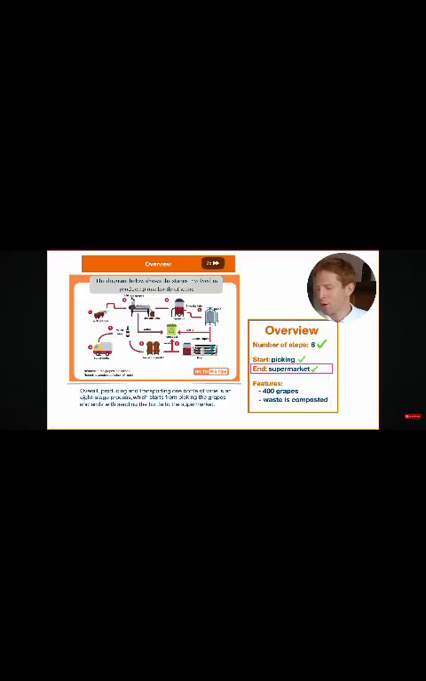We're going to mention some key features. We're going to mention the 400 grapes first. 400 grapes are needed to produce one bottle, and let's also mention that waste is composted, and waste is created at 3 stages of this process. Bingo, that is a band 9 overview.